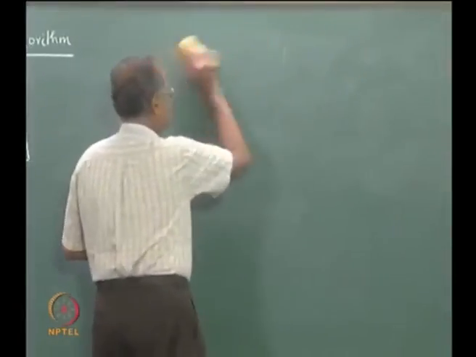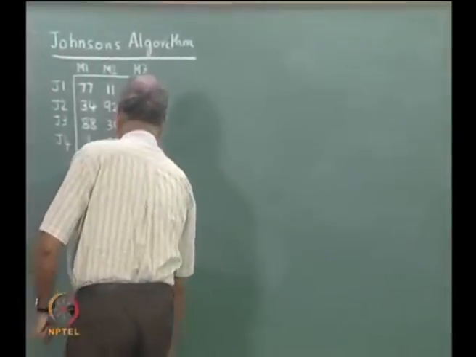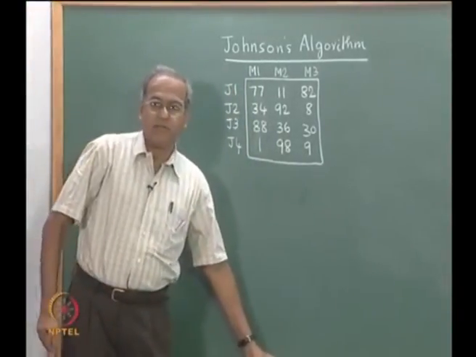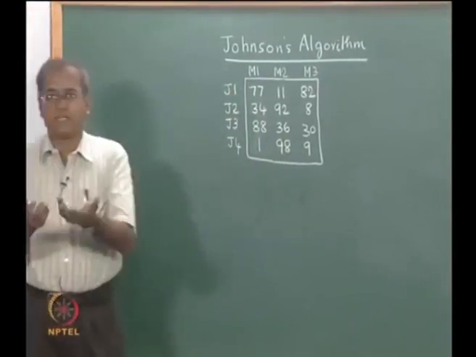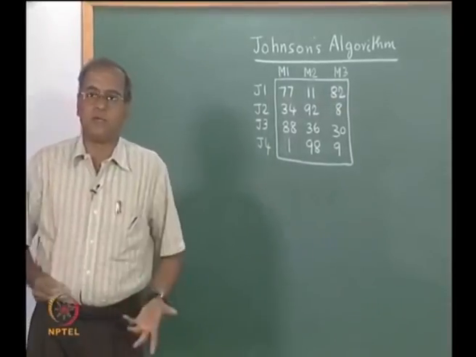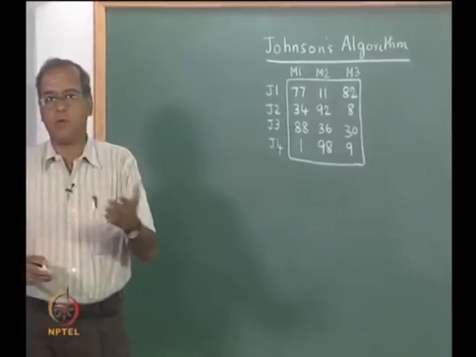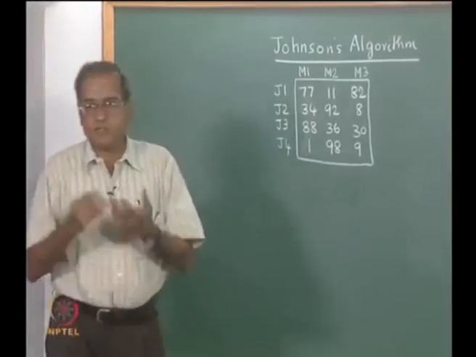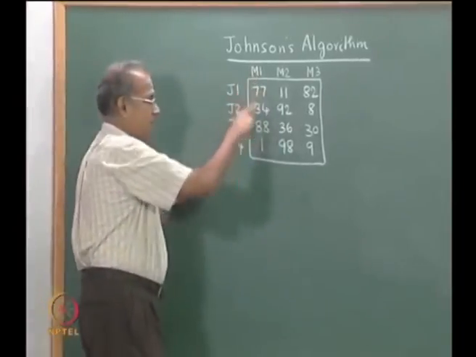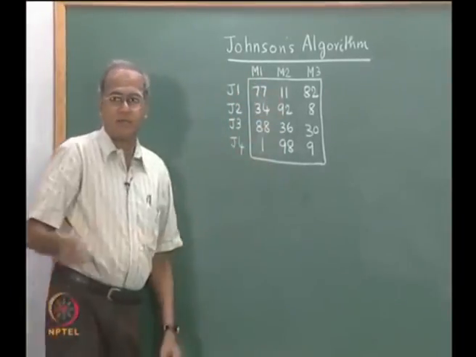Now let us ask ourselves a few more questions. Now by looking at this data, can we try and estimate the make span? Try and have what is called a lower estimate to the make span or a lower bound to the make span. Now what is the lower bound to the make span? Now let us add the processing times on M1, M2 and M3.